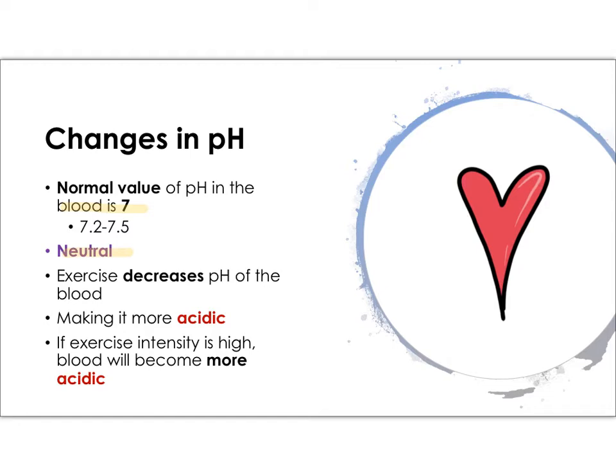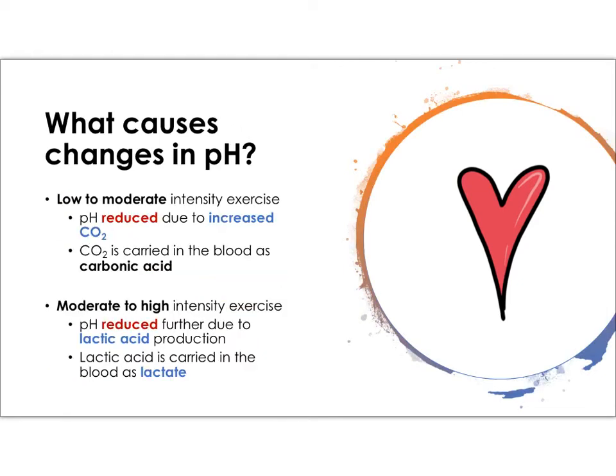So as you exercise, the pH of the blood decreases slightly, and this decrease in pH means it's becoming more acidic. If you work out harder to a higher intensity, so instead of going out for a jog, you start doing hill sprints, then as the intensity increases, you'll find that your blood becomes more acidic as time goes on.